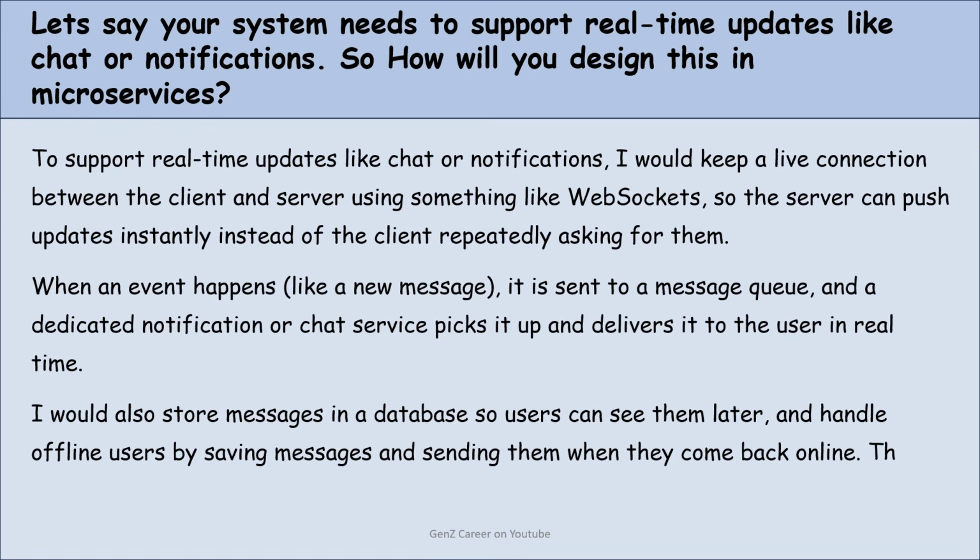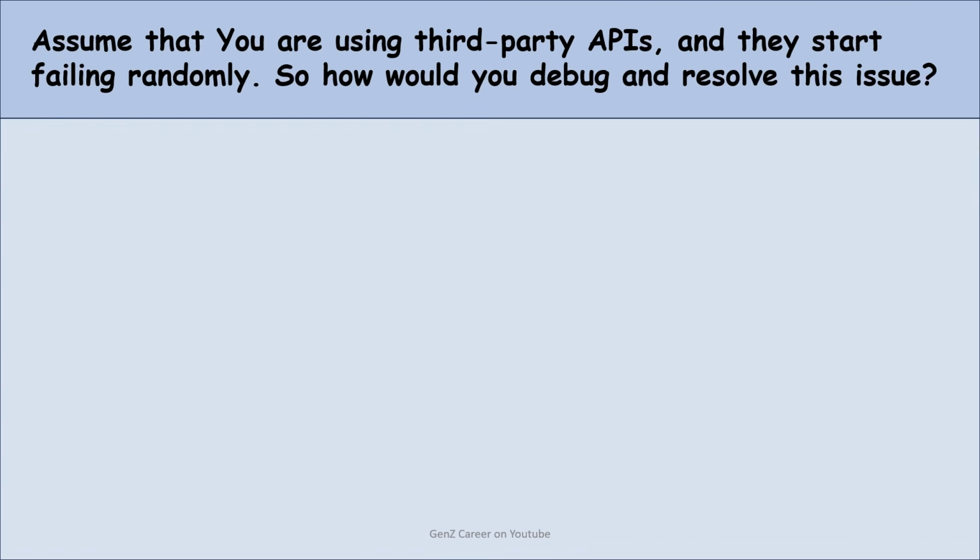Are you getting my point? So this way the system stays fast, scalable and reliable. Next question is, guys, assume that you are using third party APIs and they start failing randomly. So how would you debug and resolve this issue?